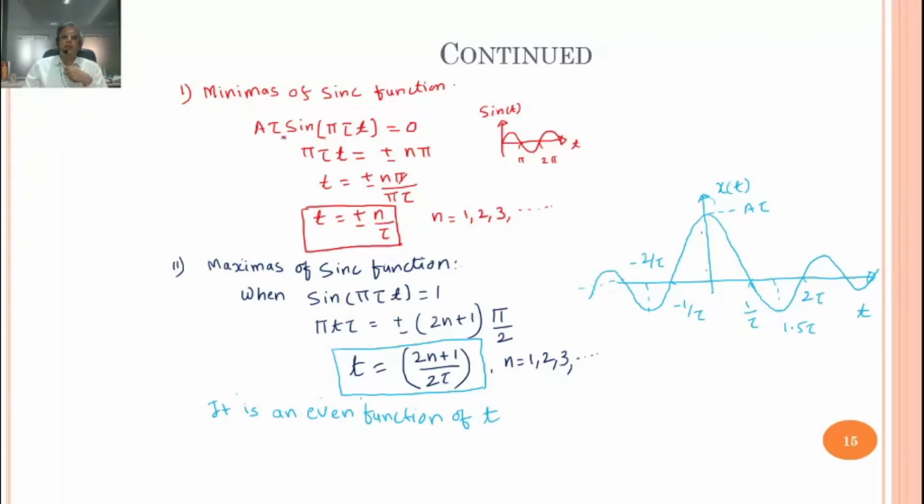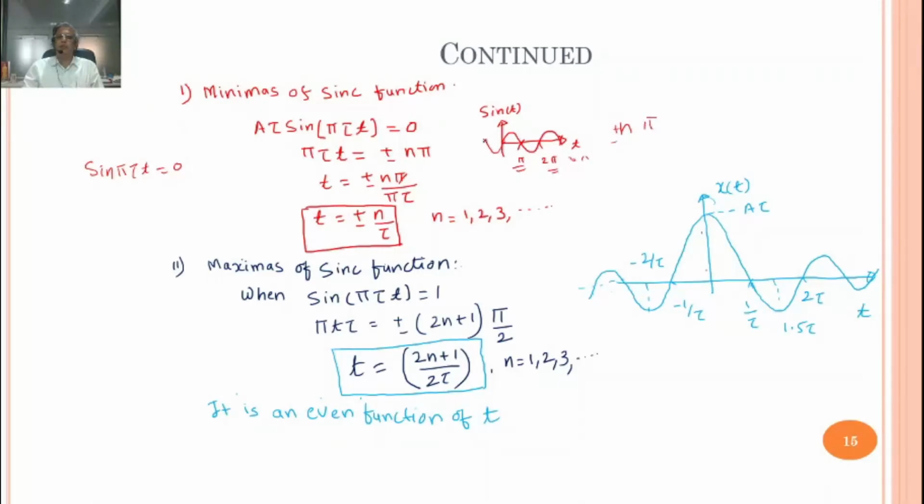Now here this is a tau, again that becomes 0, as this 0 divided by a tau. Means the remaining term is only the sine pi tau t, that equal to 0, and this is the sine function. And when the sine function becomes 0, the sine function becomes 0 at pi, 2 pi, 3 pi. Means in general we will write this is plus minus n pi.